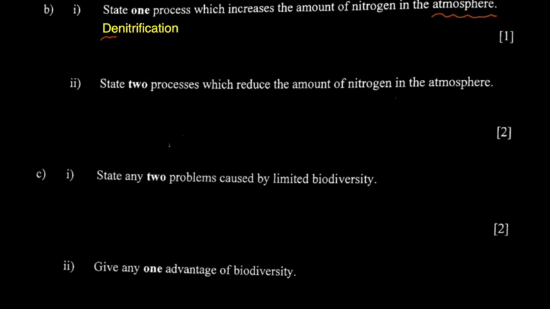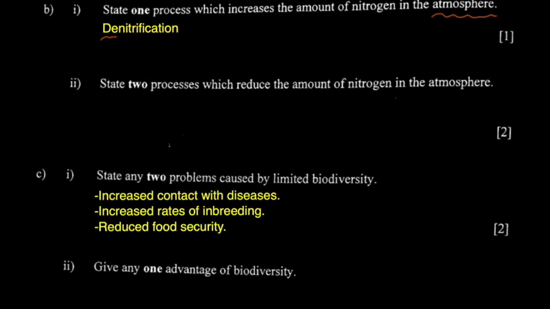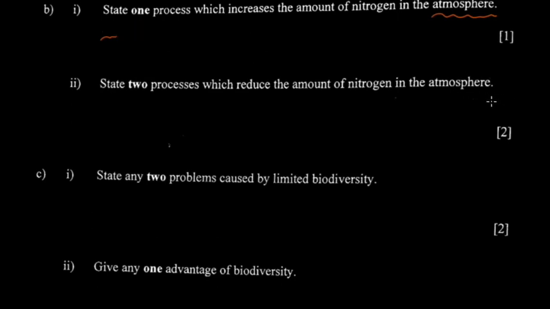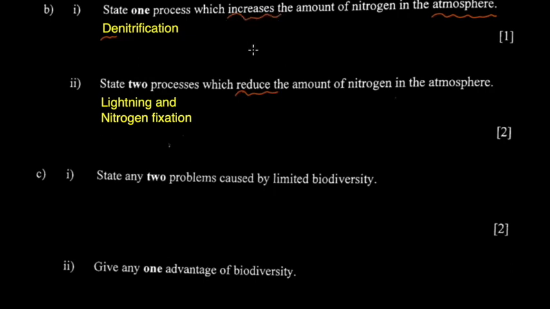State 2 processes which reduce the amount of nitrogen in the atmosphere. So it's lightning and nitrogen fixing. Here we are dealing with reduction, here we're dealing with an increase. So lightning reduces nitrogen in the atmosphere.